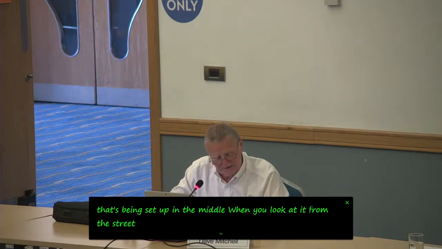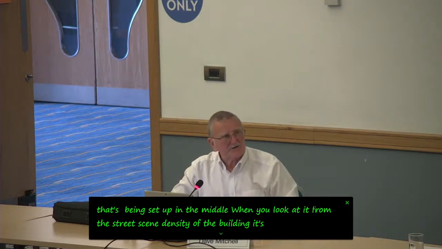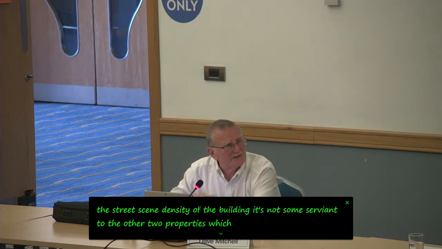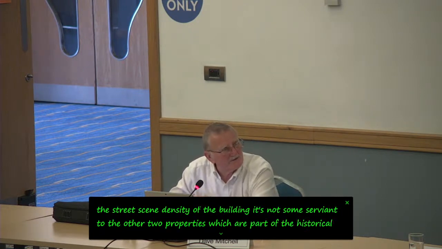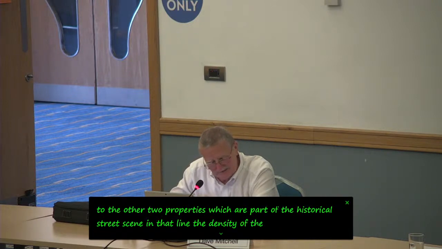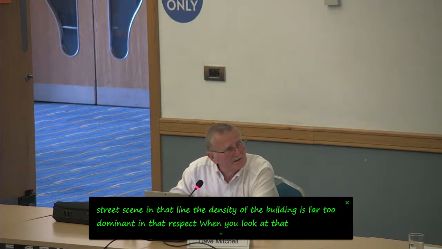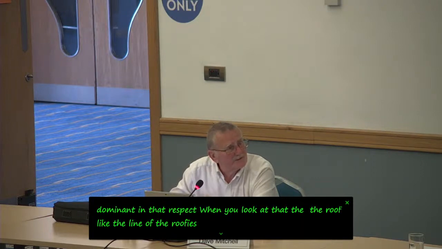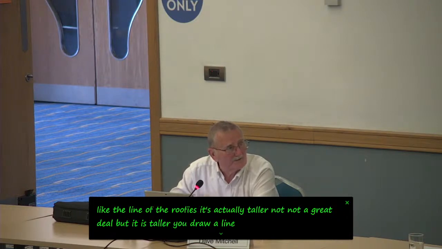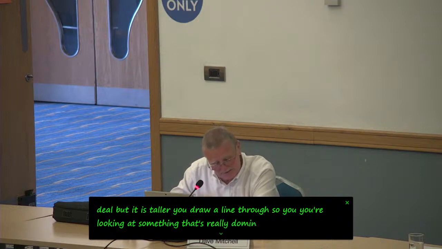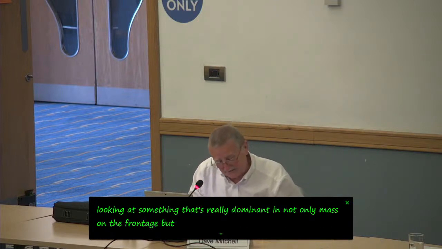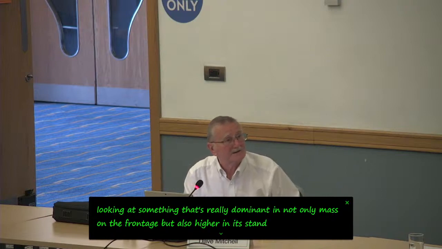When you look at it from the street scene, the density of the building, it's not subservient to the other 2 properties, which are part of the historical street scene in that line. The density of the building is far too dominant in that respect. When you look at the roof line, the line of the roof eaves, it's actually taller. Not a great deal, but it is taller. You draw a line through, so you're looking at something that's really dominant in not only mass on the frontage, but also higher in its standard as well.